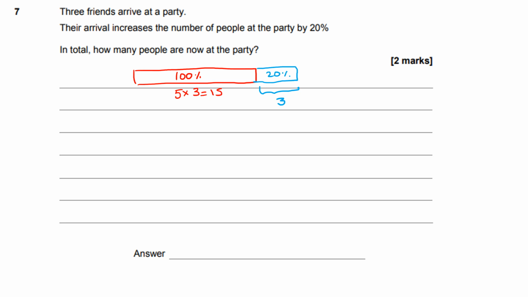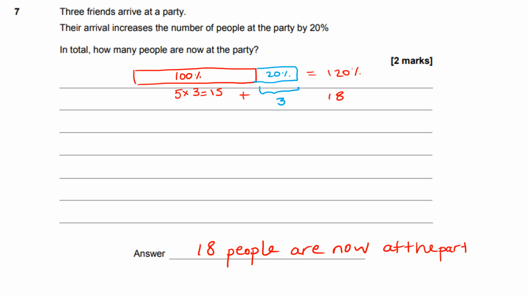Now it increased by 3. The total amount of people, which is going to be, because we now have 120%, is going to be 15 plus 3, that is 18. So we have 18 people are now at the party. And this is how I get full marks from this question.